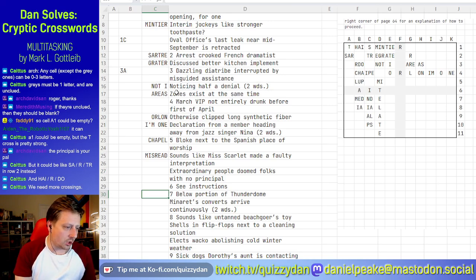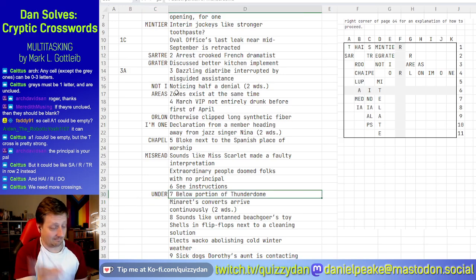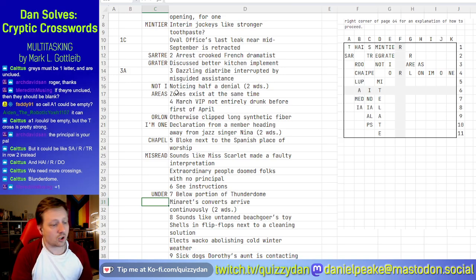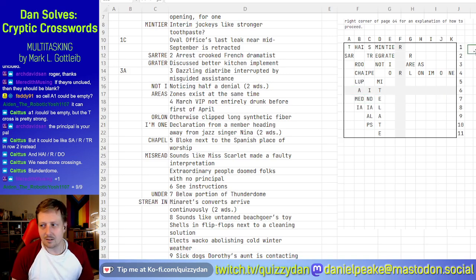Okay. Below portion of Thunderdome, minarets converts arrive continuously. Hang on. It's 2 clues. Below portion of Thunderdome, it's a hidden... It's Underdome. Under. Minarets converts arrive continuously. It's an anagram of minarets. Stream in. It's an anagram of that, and that's stream in. So that is under.